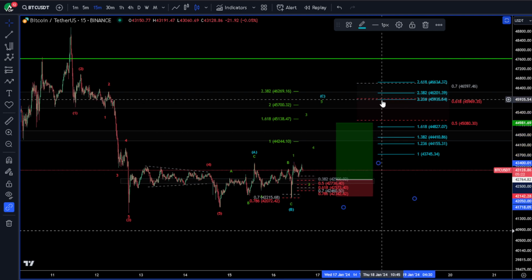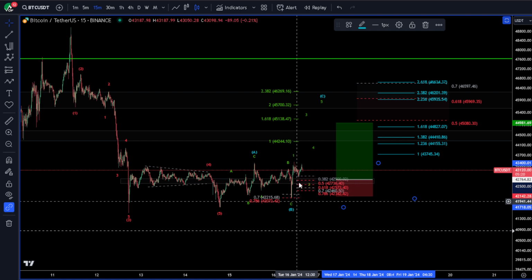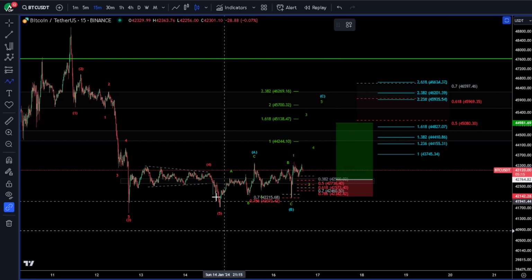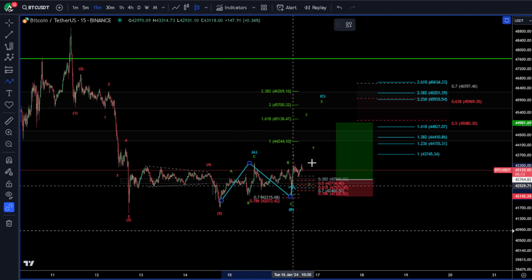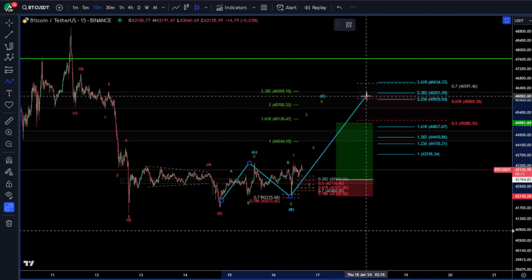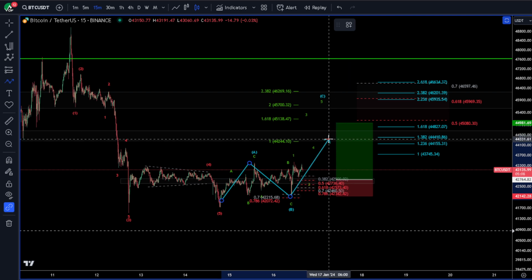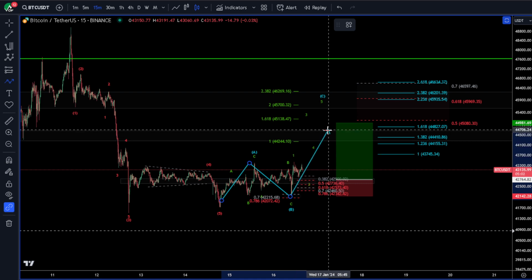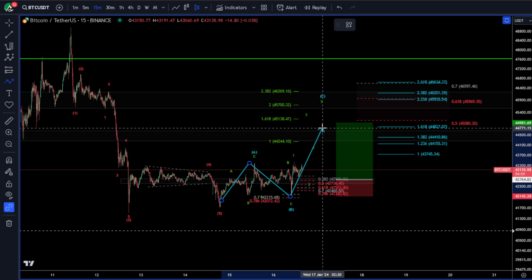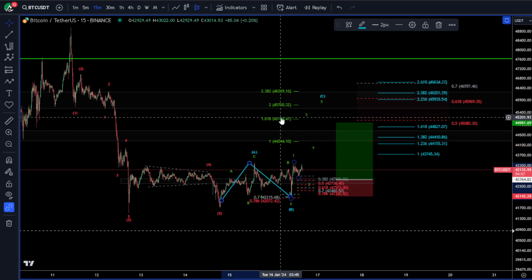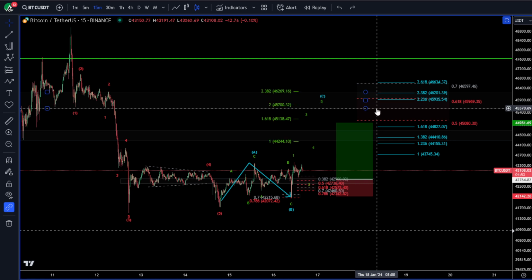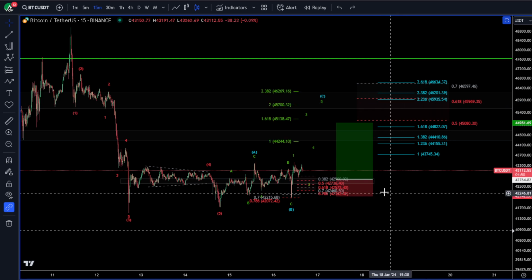But off our A and our B in blue, that would take us quite extended. If we take this wave extended off the B wave, that's the targets in blue you can see there. And normal targets would be the 1-to-1, which is right here, or the 1.382 or the 1.618. But you can see it doesn't line up if this is an impulse in green unless we get extensions. So a little bit of conflicting information there.